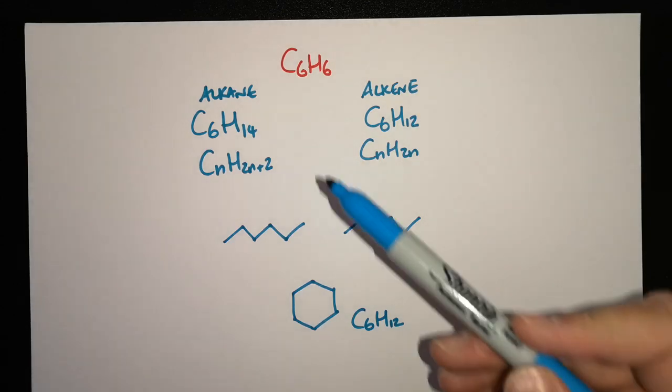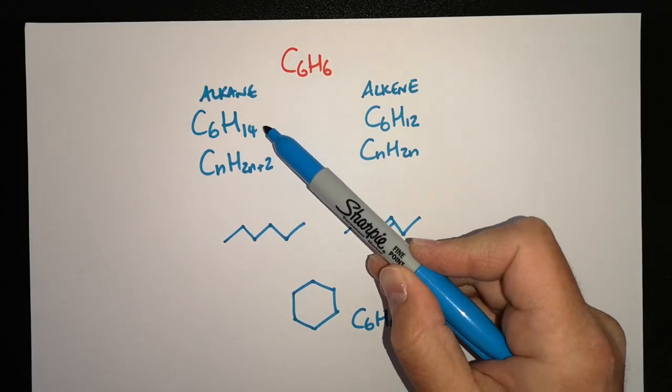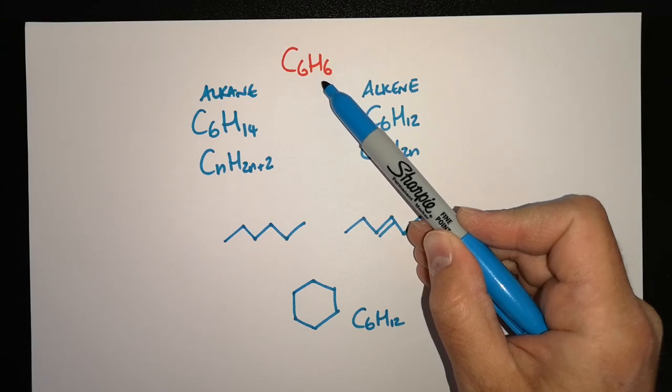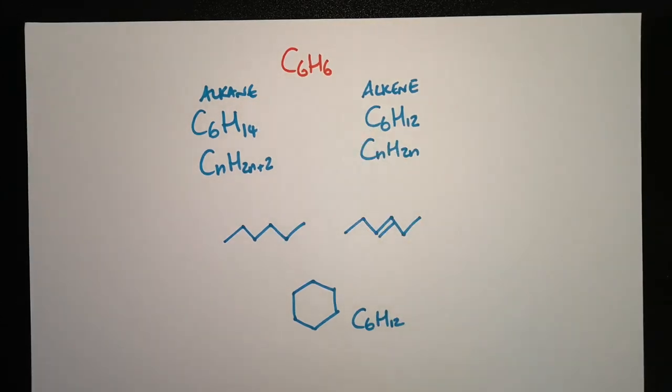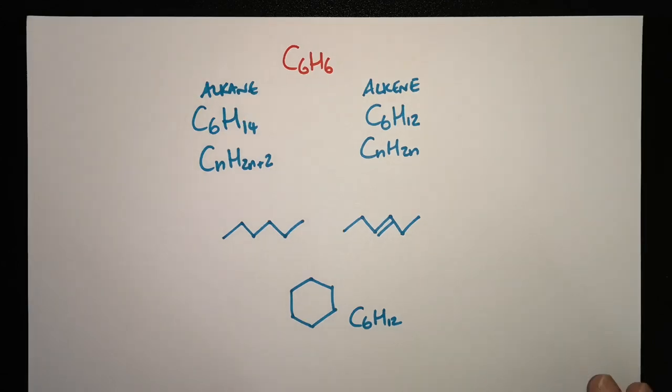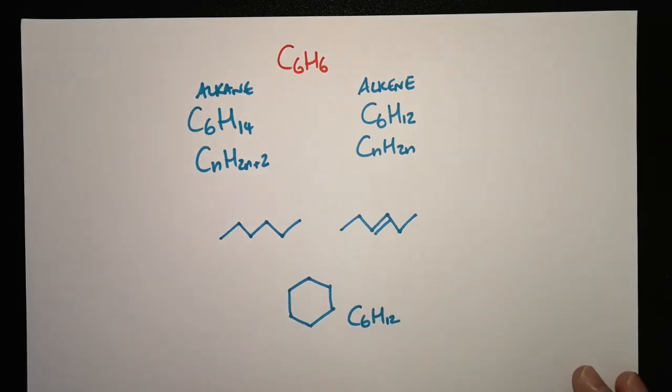Now, if we think about the difference between C6H14 and C6H6, we need to lose 8 hydrogens, which means we need 4 things that can reduce the number of hydrogens. Could be double bonds, could even be triple bonds, or rings. So some examples of structures you may have come up with might be these.